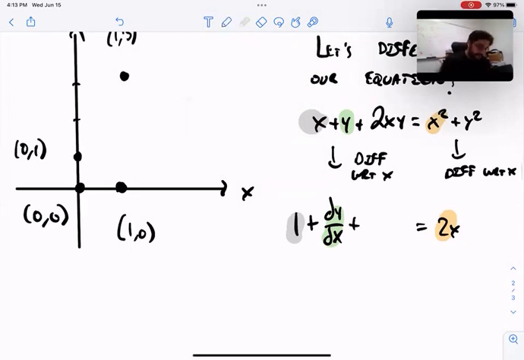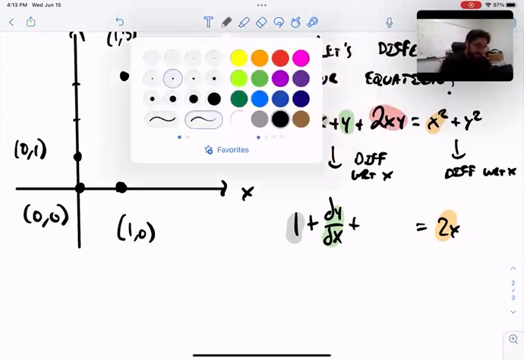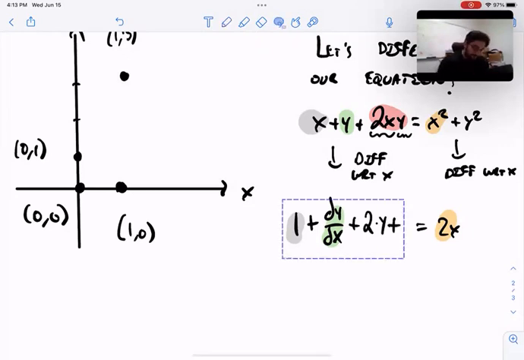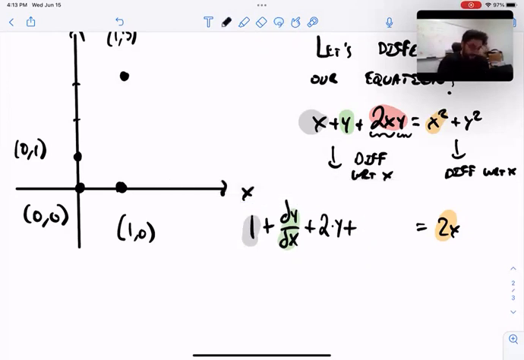Now, how about this term, this 2xy? Well, this is a product rule, right? I have one function of x, namely 2x, times another function of x, y, right? I don't know what that function is, but on any little intervals of this graph, I could treat y as a function of x. So do the product rule. Take the derivative of the first times the second unchanged, and then add to that the first unchanged times the derivative of the second, right? That's our product rule applied to that product, 2x times y.